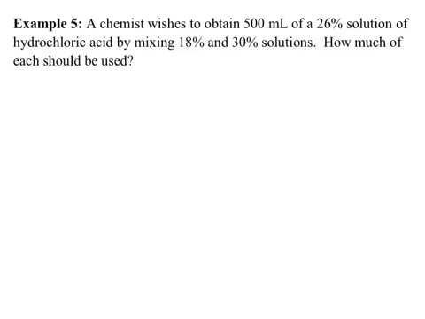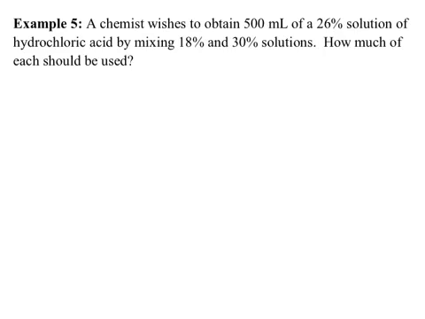A chemist wishes to obtain a 500 milliliter solution of 26% solution of hydrochloric acid by mixing 18% and 30% solutions. So this means that the person has a really strong acid of 30%, and a weaker acid of 18%. But he or she needs to use 26% solution in their problem. So this person needs to make 500 milliliters of that. So at the end of the day, he's going to mix some of 30%, some of 18%, and get 500 milliliters, and it's going to be exactly 26% acidic.